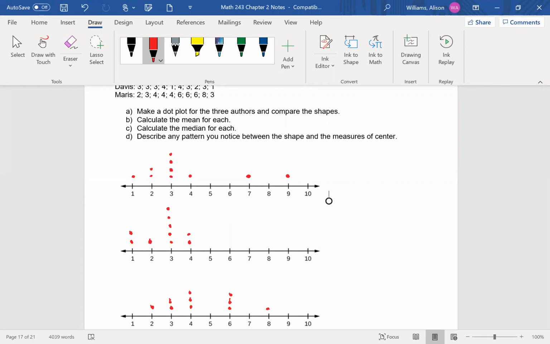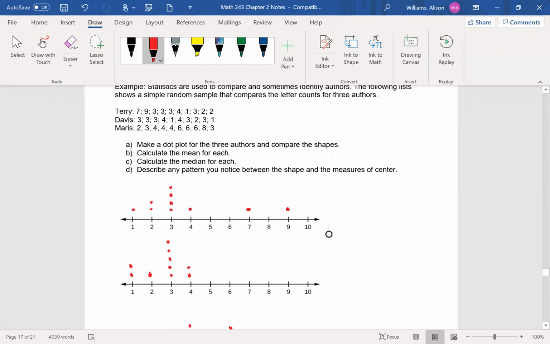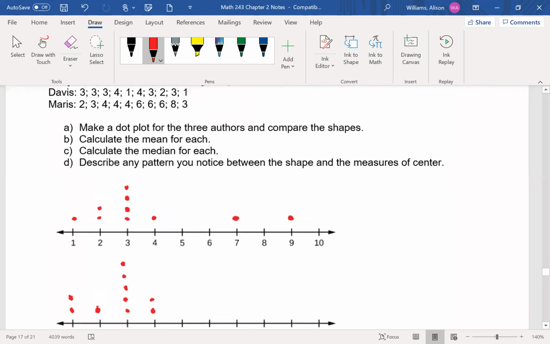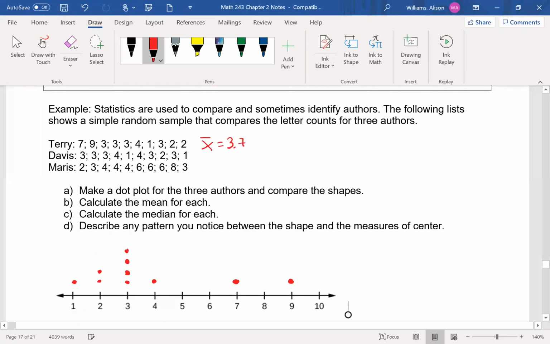So let's start with the mean for each group. For Terry, I'm getting, and pause the video to double check, a mean of 3.7. For Davis, I'm getting a mean here. I'm going to zoom in for writing it out, trying to squeeze it in here.